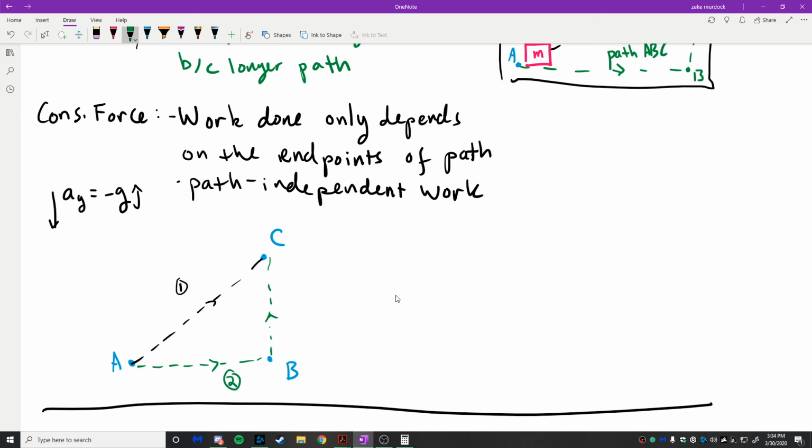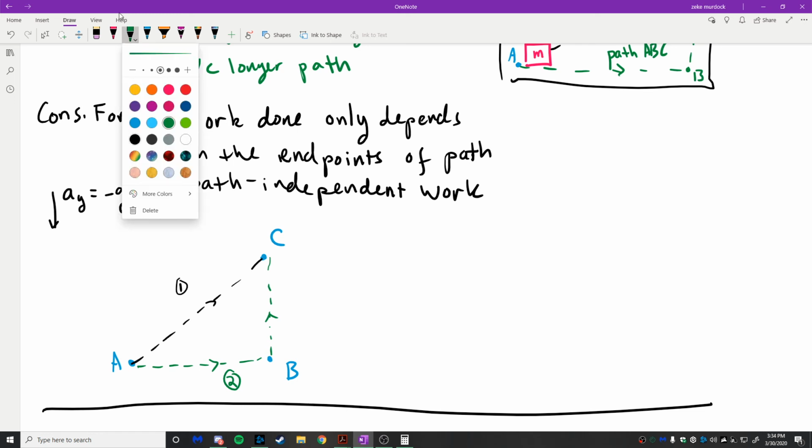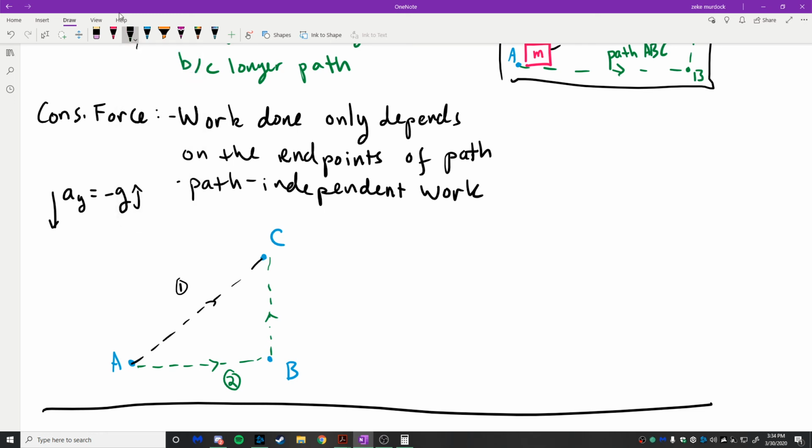And we want to find the work done along those paths. Now, we need some distances in here to actually do some calculations, so let's label some distances. Let's call the distance from A to C S. And we'll also define this angle that's made right here, we'll call it theta.